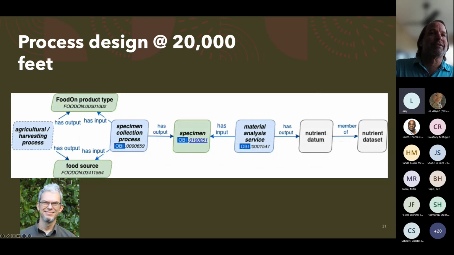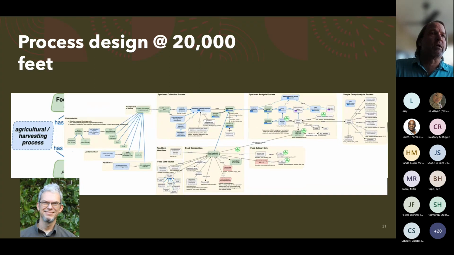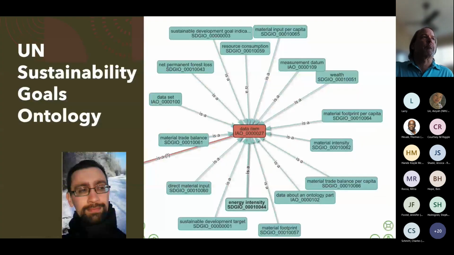But this idea that we can develop designing assets around ontologies around foods. I think I'm just about running out of time, so I'm just going to skip past that.